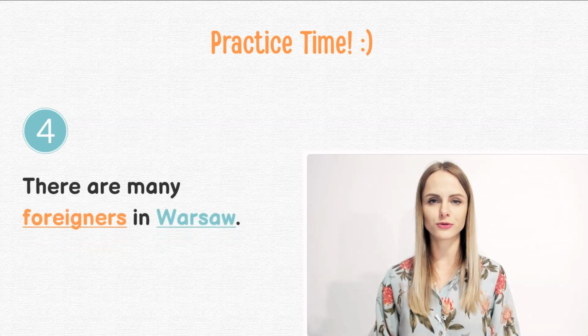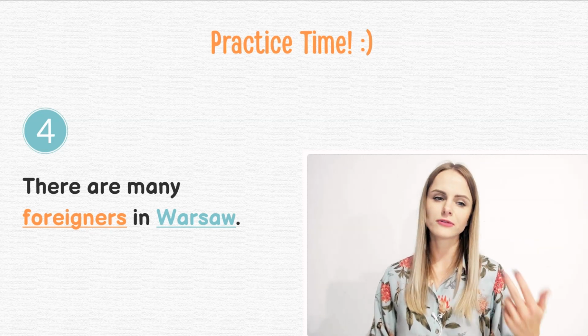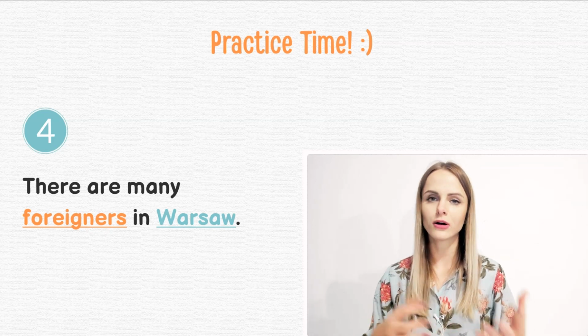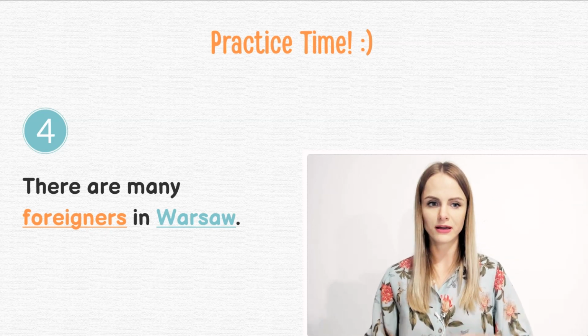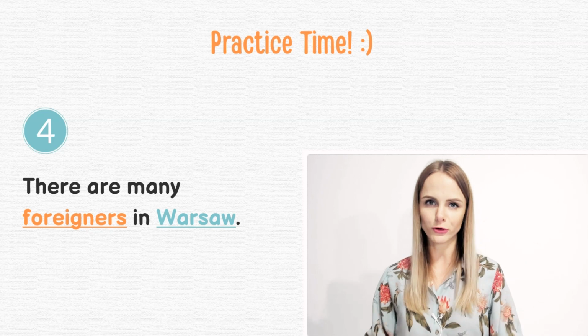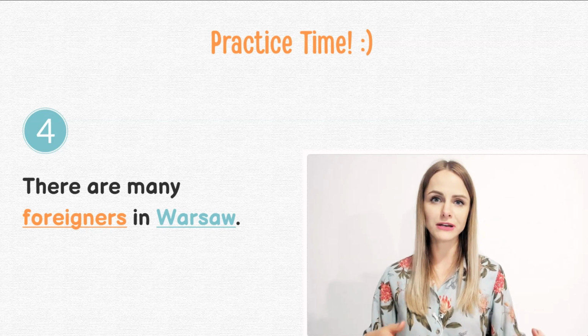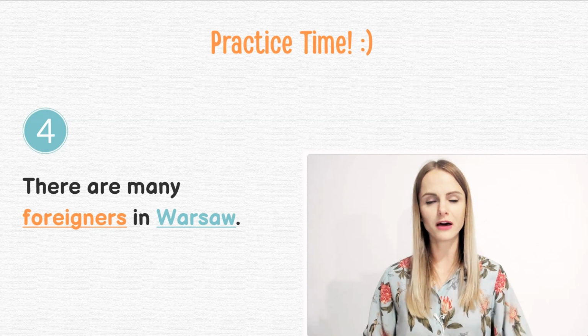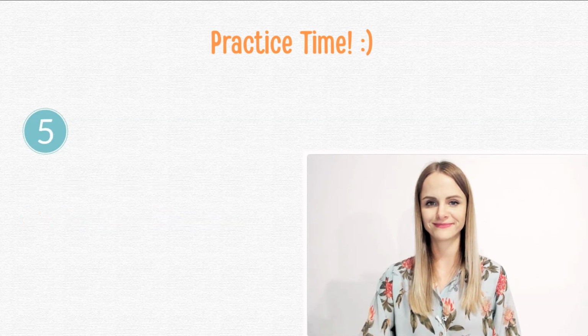Number 4. Here is the sentence. Try to pronounce it. And now, there are many foreigners in Warsaw. Foreigners, Warsaw. So, there are many foreigners in Warsaw. So, don't say foreigners and Warsaw. Say foreigners and Warsaw. Okay. Another one, number 5.